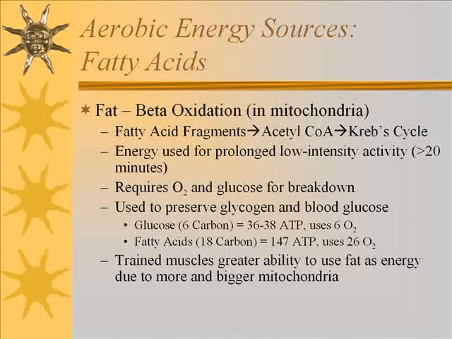Trained muscles have a greater ability to use fat as energy, and part of that's due to the fact that when we train our bodies, we do increase the number of mitochondria in the cell, at the cellular level, which I think is a really cool thing. They also find that those mitochondria are bigger, so they think that they're probably more effective and efficient at beta oxidation, because beta oxidation has to take place in the mitochondria.